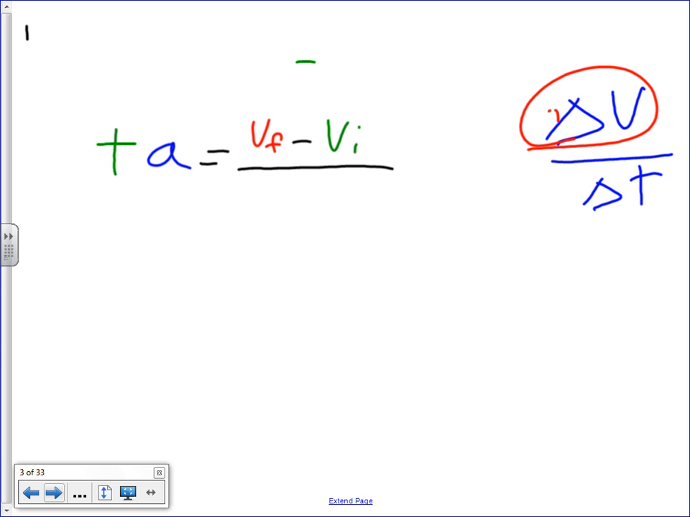So if I know what the change in velocity equals, t times a, and let's say I know how fast I was going at the beginning, I would add the change to figure out how fast I'm going at the end. Does that sort of make sense?